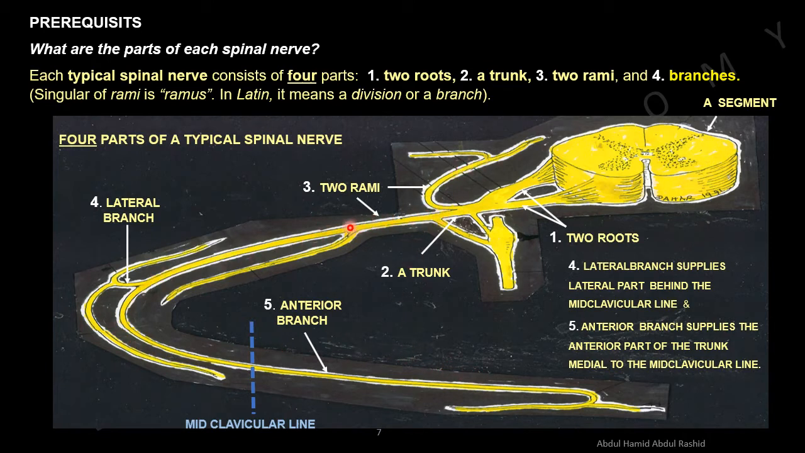The ventral ramus is the intercostal nerve, which is important. The ventral ramus will give two main branches. One is the lateral branch and another one is the anterior branch. The lateral branch will supply the thoracic wall lateral to the mid-clavicular line, and the anterior branch will supply the wall medial to the mid-clavicular line.